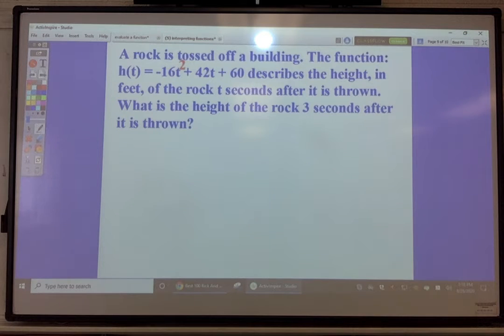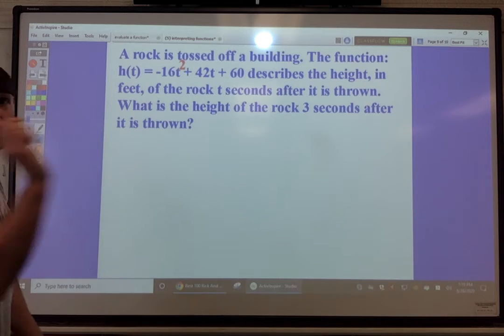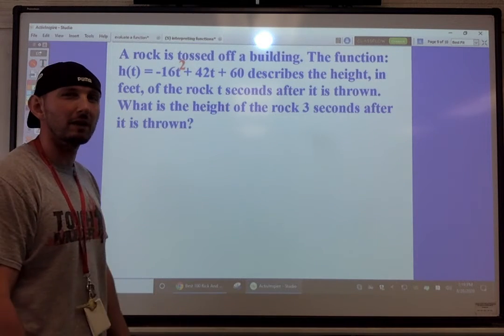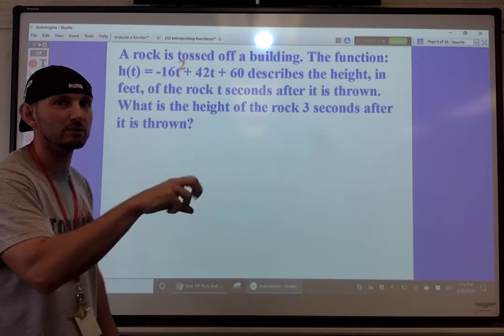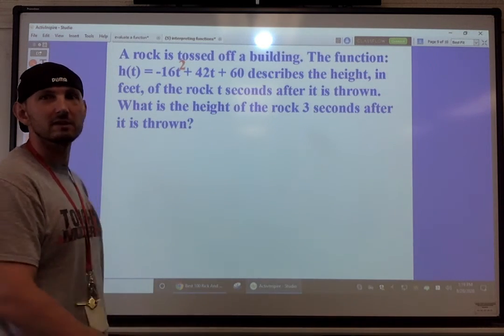So a rock is tossed off a building, okay? And there's a function that describes the height in feet of the rock t seconds after it's thrown. Something's wrong with that. If I kicked it, how did I throw it? Or did my foot throw it like a kick? Using my monkey toes and stuff, just throw it with my foot. It's kind of like a kick throw.